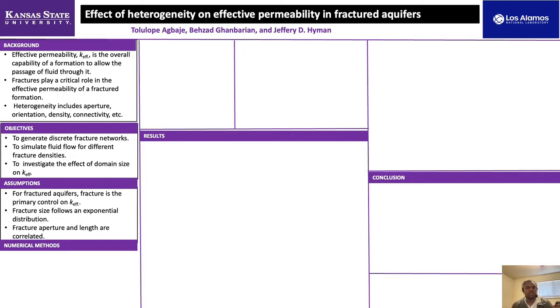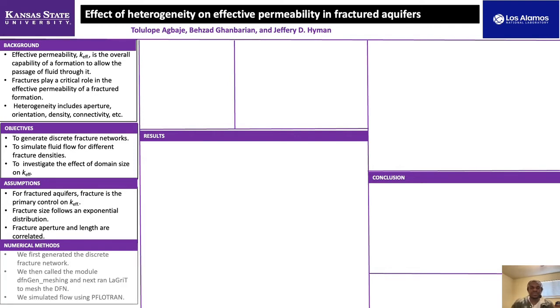The first assumption we made was that for a fractured aquifer, fractures have the major control on effective permeability. Meaning for this study, we set our matrix permeability to be 0 as we considered it negligible. We also made an assumption that fracture size distribution follows an exponential probability distribution, which we will see in more detail in a subsequent slide. We also assumed that fracture aperture and length are correlated.